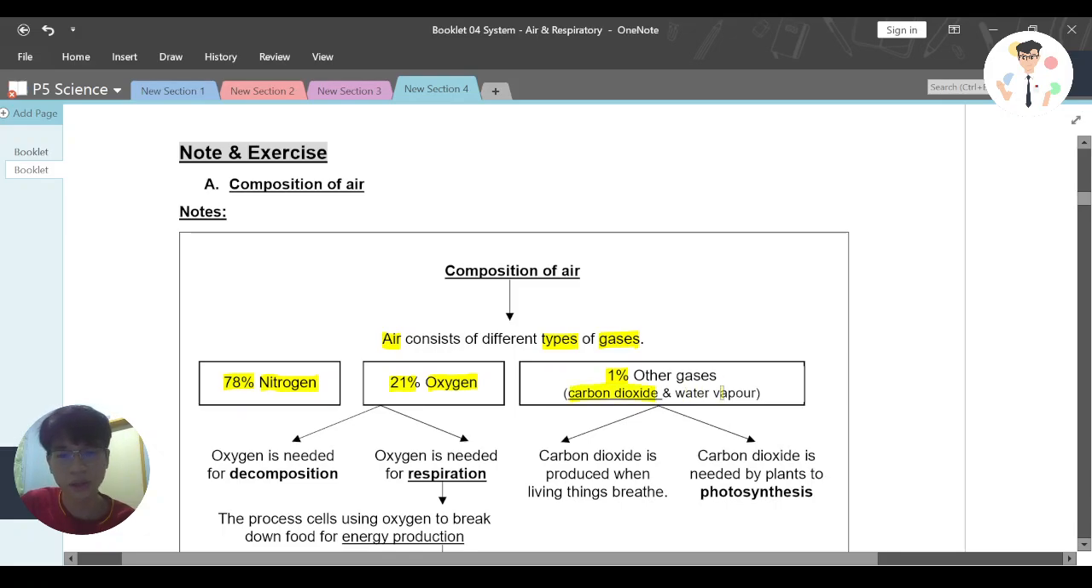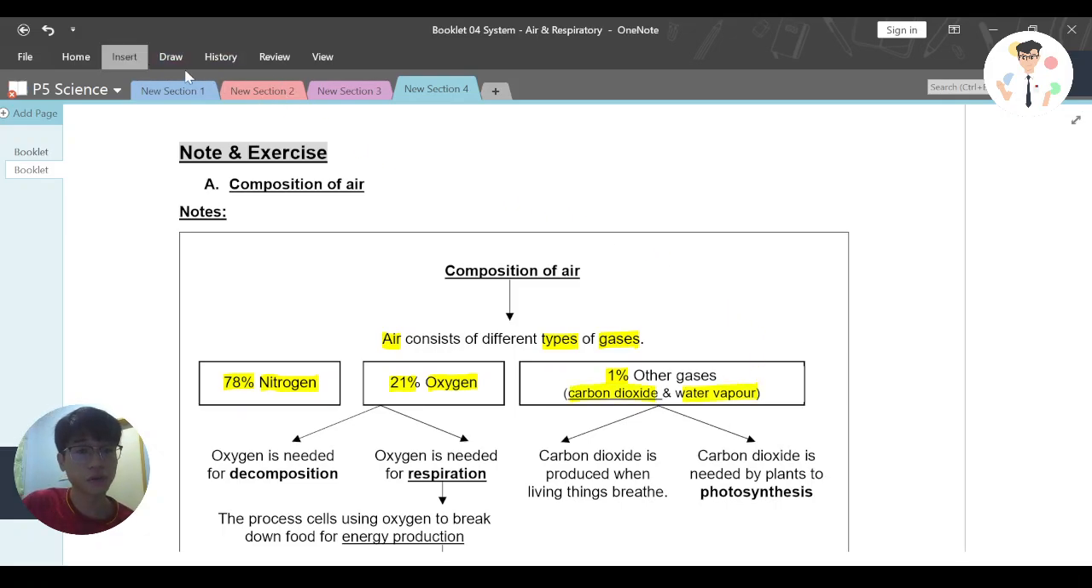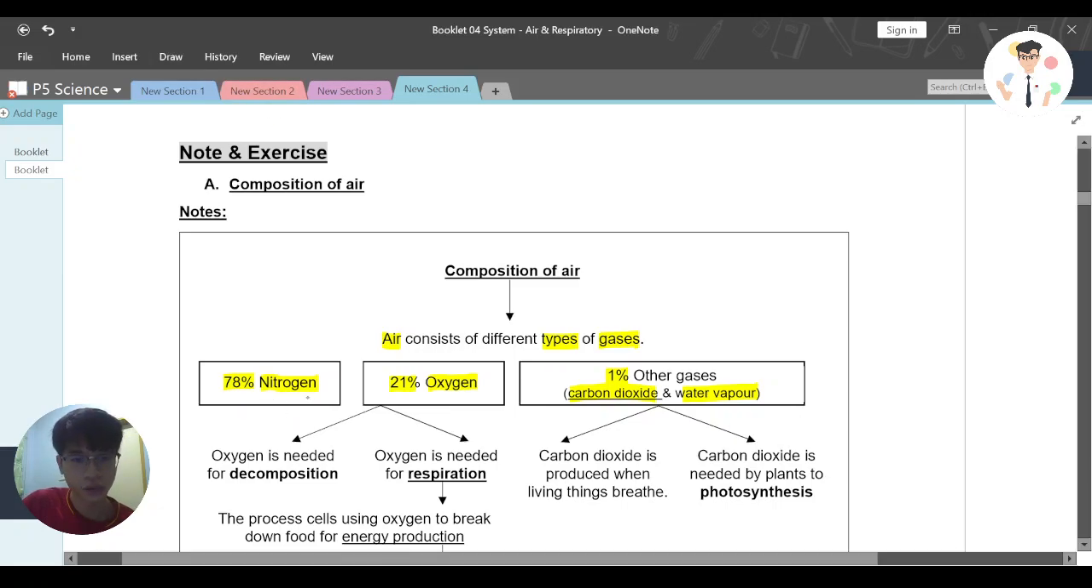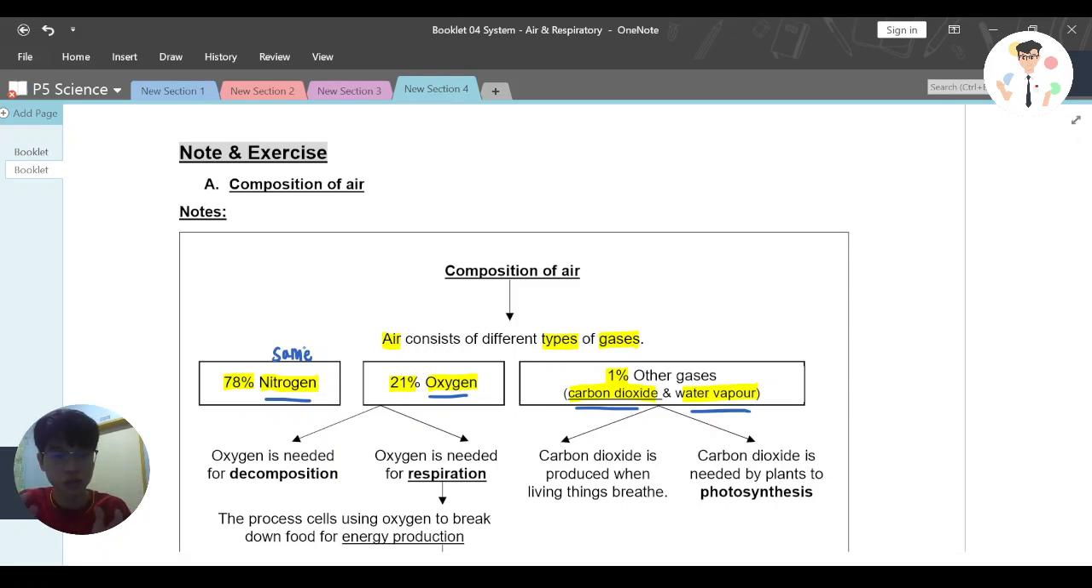dioxide and water vapor. So basically, there are four things that you should take note of: nitrogen, oxygen, carbon dioxide, and water vapor. Now, first, you should understand that when we breathe in, that is the percentage that we have. But when we breathe out, the amount of nitrogen that we breathe in and breathe out is actually the same. Why? Because our body doesn't need nitrogen. That's why the amount breathing in and out will be the same.